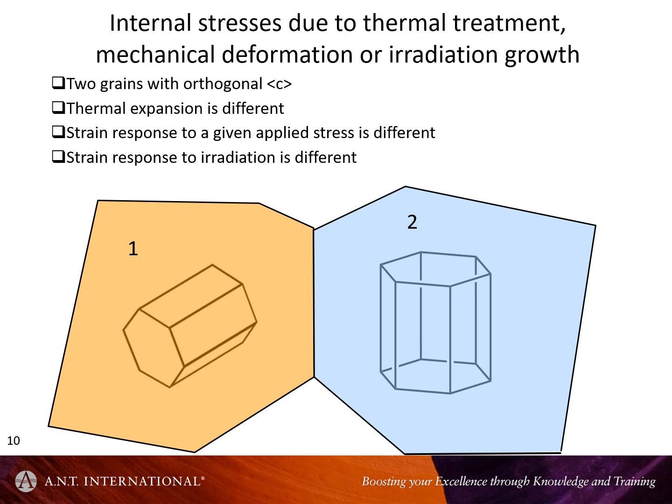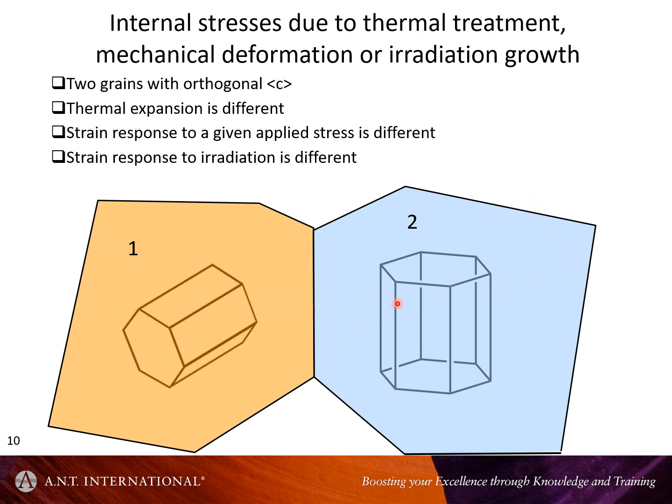One of the things that happens when you have an agglomeration of different grains of different orientations, when you subject them to mechanical treatments, impose stresses on them, induce a strain, either mechanically or from irradiation, or if we simply heat them up and cool them down, we'll have a different response depending on the orientation of the different crystals.